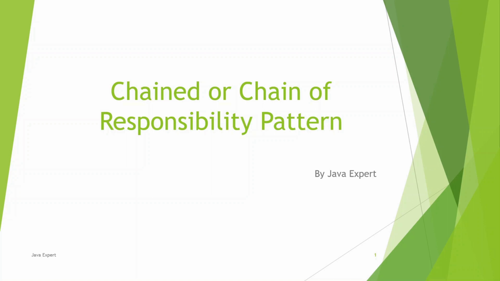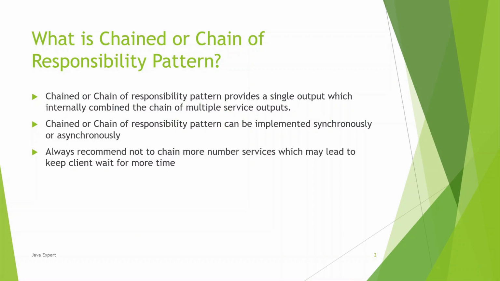In today's video, we will discuss the chain of responsibility design pattern in microservices architecture. What is the chain of responsibility pattern? It provides a single output which internally combines the chain of multiple service outputs. Basically, when you give any request to a service, that service may internally call multiple services to fulfill the client's request. The pattern can be implemented synchronously or asynchronously.